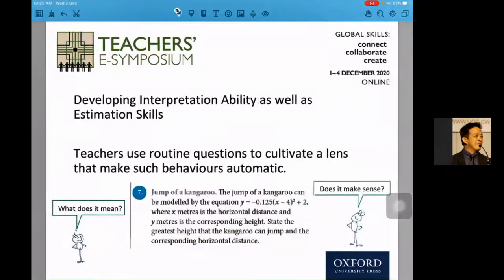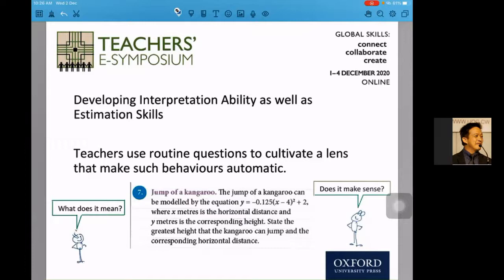Let us take a look at one of them. A fairly basic question, modeling a phenomenon in nature, the jump of a kangaroo. The mathematics itself involves students being given an equation, a quadratic one, and that equation is supposed to model the jump of a kangaroo. And they're supposed to find the greatest height that the kangaroo can jump and the corresponding horizontal distance. The mathematics itself is not difficult.